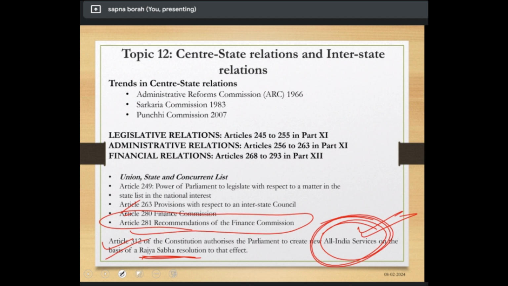It's only by a resolution by the Rajya Sabha, not the Lok Sabha. Many people get confused here, thinking that since the Lok Sabha is the more powerful body, it can definitely be done by the Lok Sabha, but no.